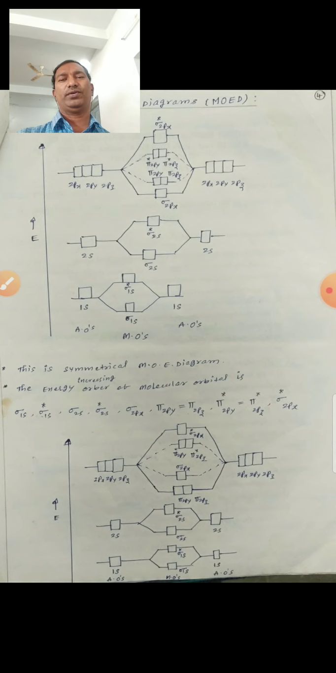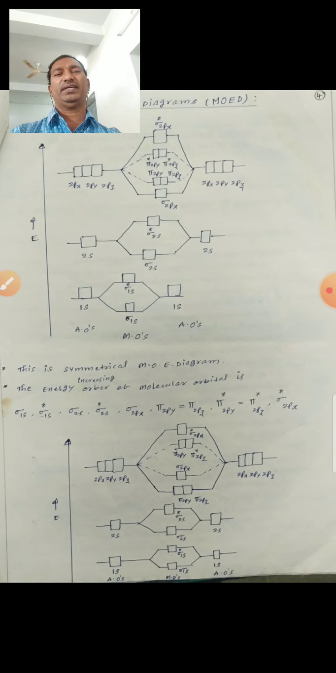In that, sigma 2px is the bonding molecular orbital having the lowest energy. Next, pi 2py and pi 2pz orbitals are bonding orbitals. These are formed by the side-by-side overlap of orbitals, so these are the pi orbitals. These two pi orbitals have the same energy. See here in the energy diagram, these two have the same energy.